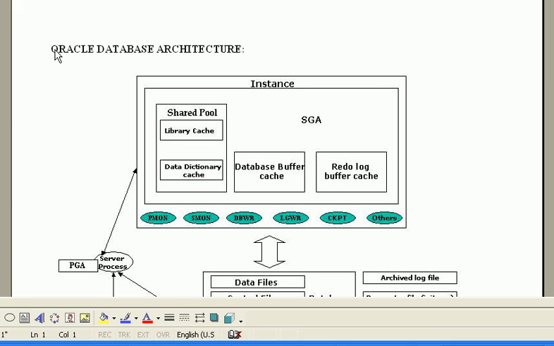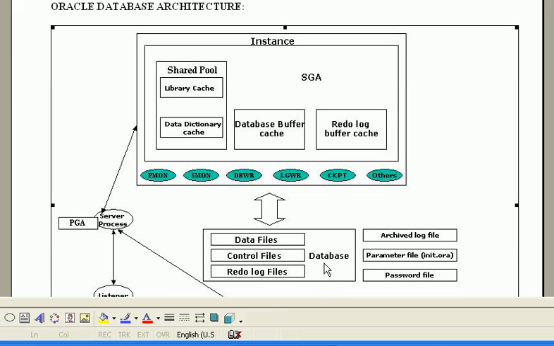Now let us see the Oracle database architecture. This Oracle architecture consists of the Oracle instance and the Oracle database. The Oracle instance consists of the SGA, that is the shared global area, and second, the background processes. Similarly, the Oracle database consists of the physical structure and also the logical structure of the database.